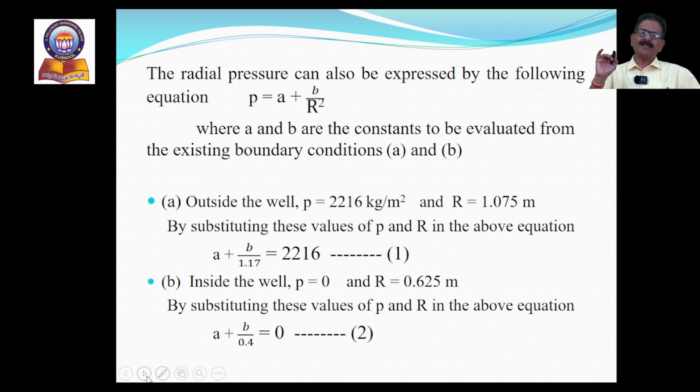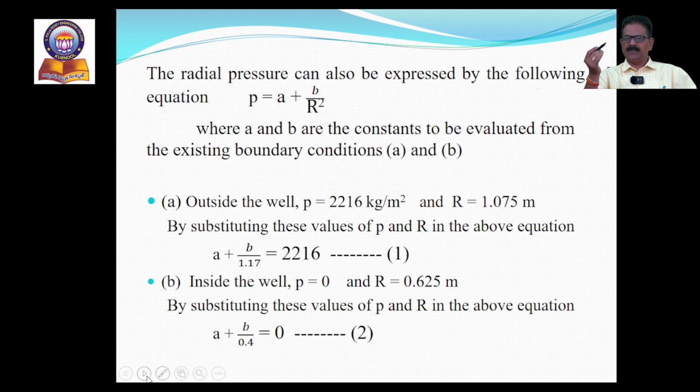To evaluate the arbitrary constants A and B, we are going to consider the existing radial earth pressure acting and the corresponding boundary conditions. Already we have calculated the radial earth pressure by Rankine's formula. We can also calculate the radial earth pressure by another formula, given by P is equal to A plus B by R square. This is somewhat similar to the equation for hoop stress. Hoop stress is given by F is equal to A minus B by R square, whereas the earth pressure is given by P is equal to A plus B by R square. This difference you have to observe carefully.